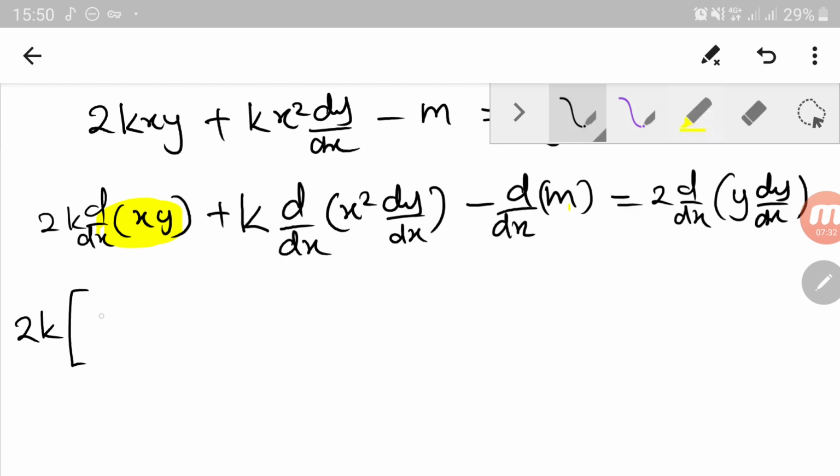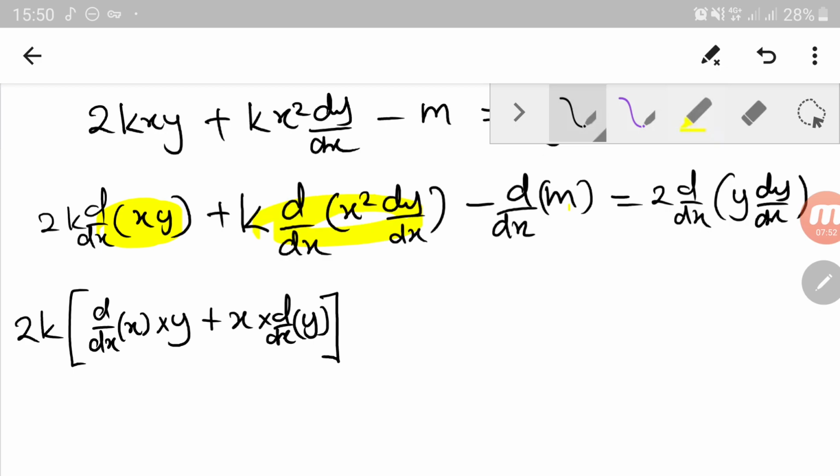Now what should we do? Product rule: differentiate the first one and multiply by the second one, with respect to x, plus the first one multiplied by the differentiation of the second one. Okay, settle with that one. This one next. Now plus k.